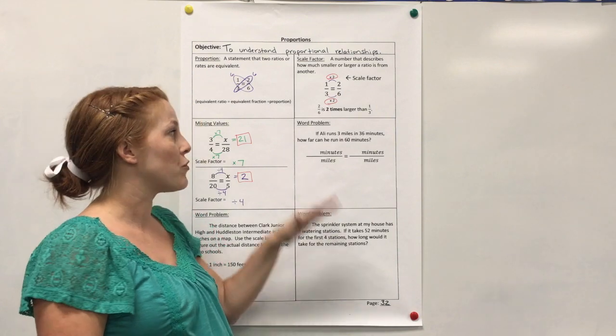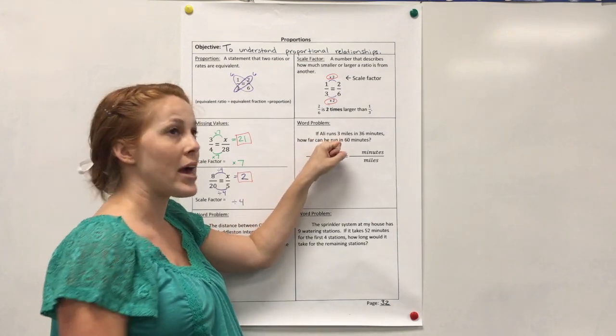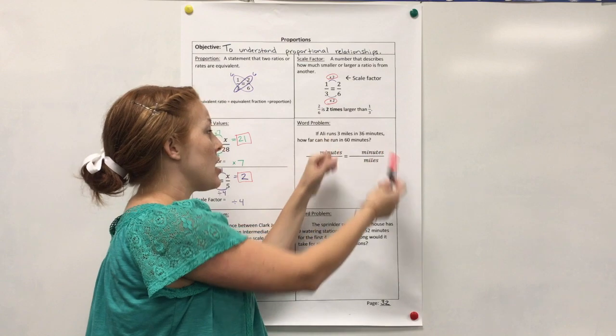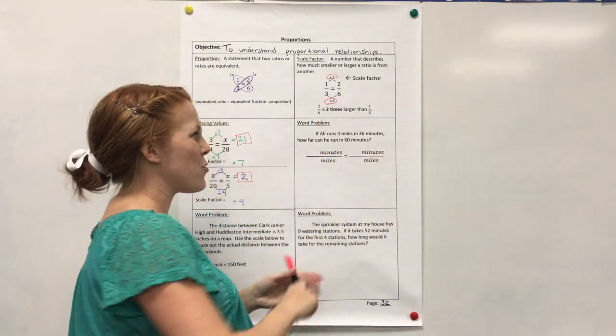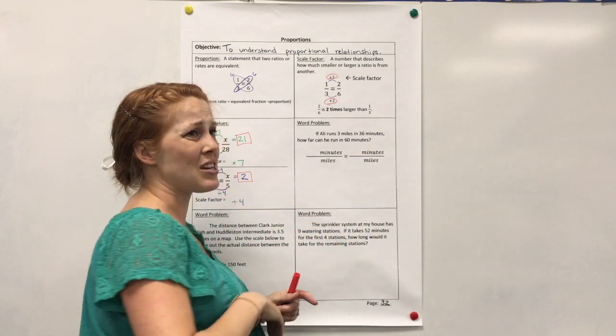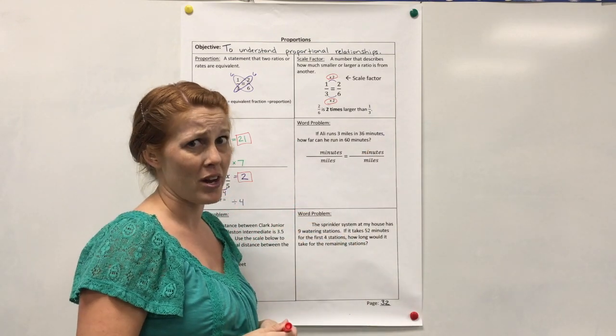the units match. So if you put minutes on top, then go ahead and put minutes on top on the other side. If you put miles on the bottom, you need to put miles on bottom on the other side. If you accidentally switch these, it's going to throw off your proportion and not help you find the right answer.